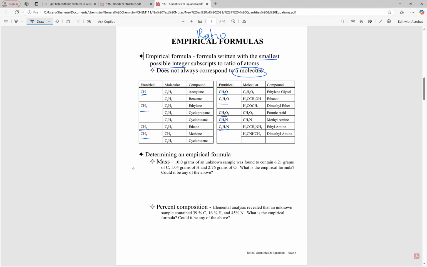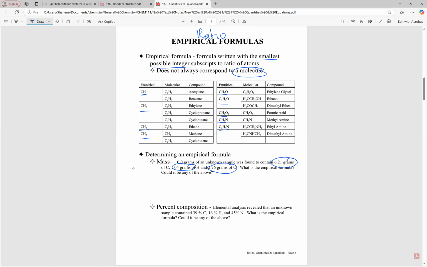And so using mass, the question would be phrased with something like this. All right, we sent 10 grams of an unknown sample off to a lab and they did elemental analysis and they said that 6.21 grams of it was carbon, 1.04 grams was hydrogen, and 2.76 grams was oxygen. Okay, what is the empirical formula?